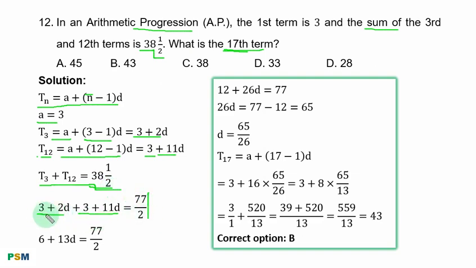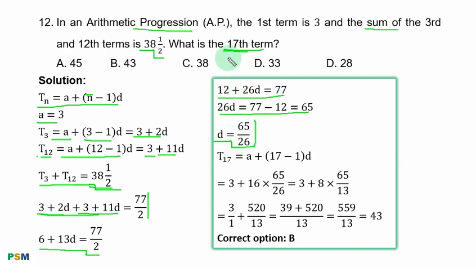If you add like terms here, you have this result. Multiply through by 2 to clear the fraction, you have this result. Collect like terms. You transfer plus 12 to the right hand side, you have it in this form. So 26D is equal to 65. Divide both sides by 26 and you have the common difference as 65 over 26.